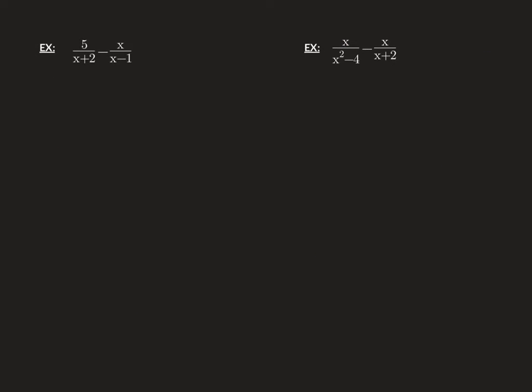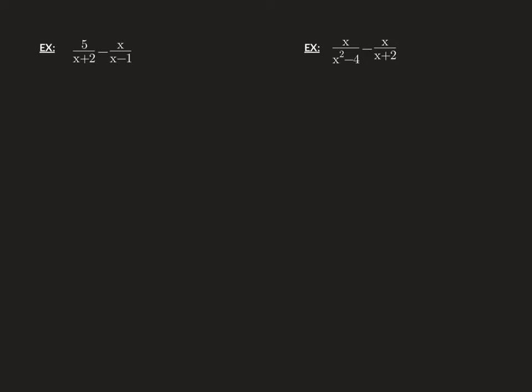Here we go. Let's look at this first one. It says 5 over x plus 2 minus x over x minus 1. Now your first thought might be, well, those are pretty close, x plus 2 and x minus 1. What if I just add 3 to both of these fractions? If I'm adding 1, because 3 over 3 is 1, if I'm adding 1 to something, does it change the number? It sure does. So I can't add 3 each time.